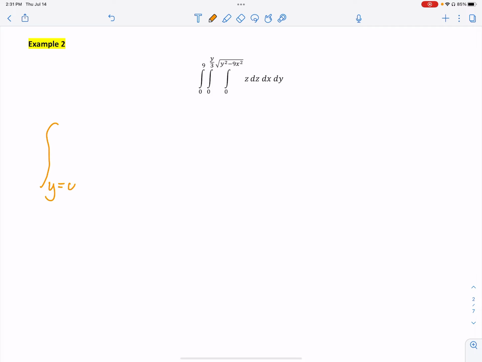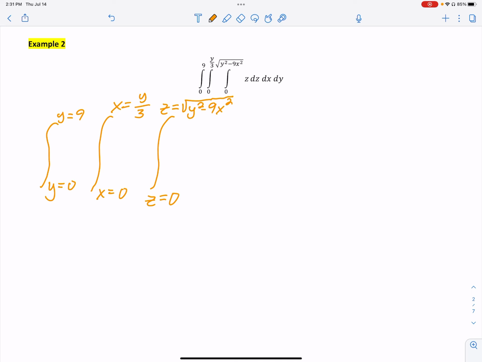So y equals 0 to y equals 9. And then we have an inner x, so x is 0 to x is y over 3. And then we have our z's, because that's the innermost. So z equals 0 to z equals y squared minus 9x squared. We're just going to plug those in. Don't let it trip you up. Then you've got dz, dx, dy.